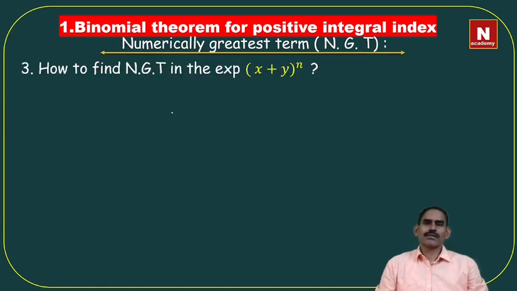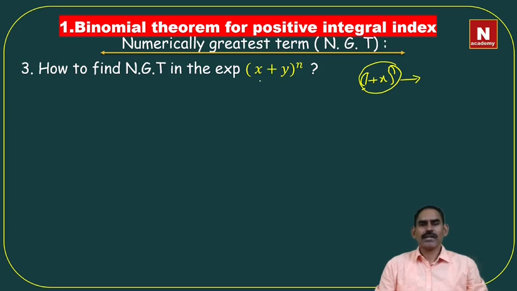Let us start how to find the numerically greatest term in the expansion of (x plus y) whole power n. In the previous formula, we have taken the expansion as (1 plus x) whole power n. For this expansion, we have the formula. But here, the given binomial expansion is in the form of (x plus y) whole power n. In the formula, the first term is unity: 1 plus x whole power n, here 1 is the unity.